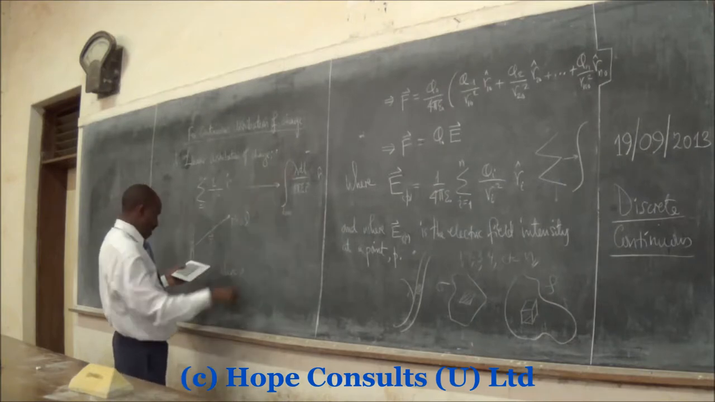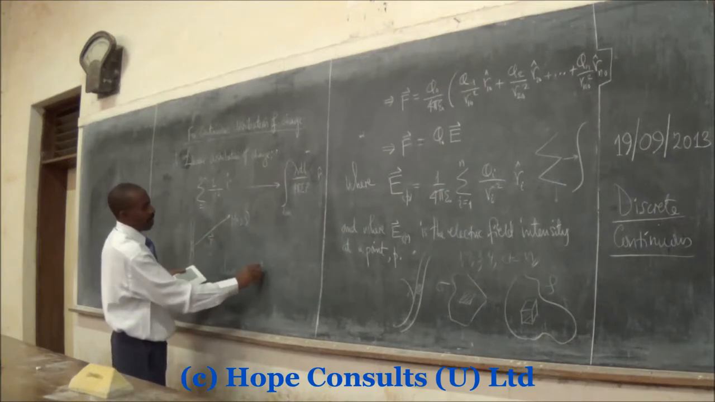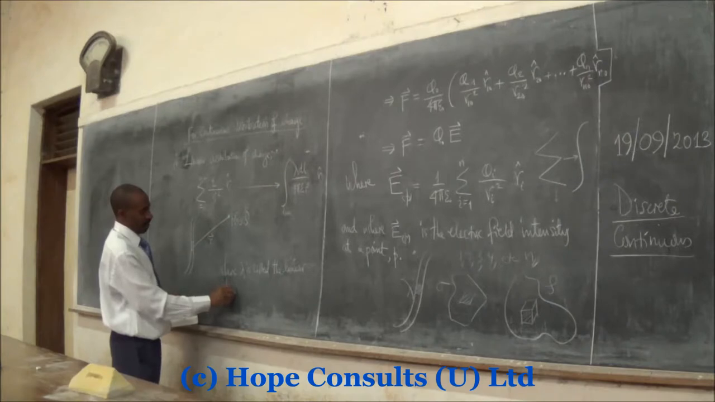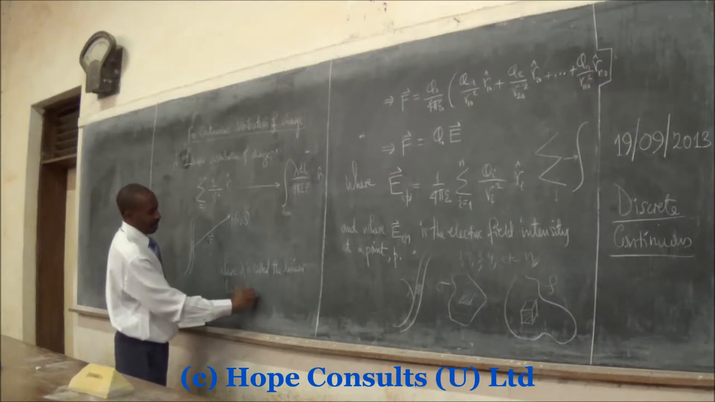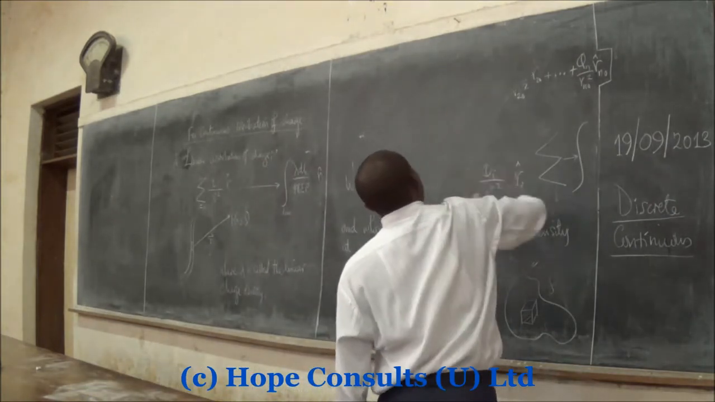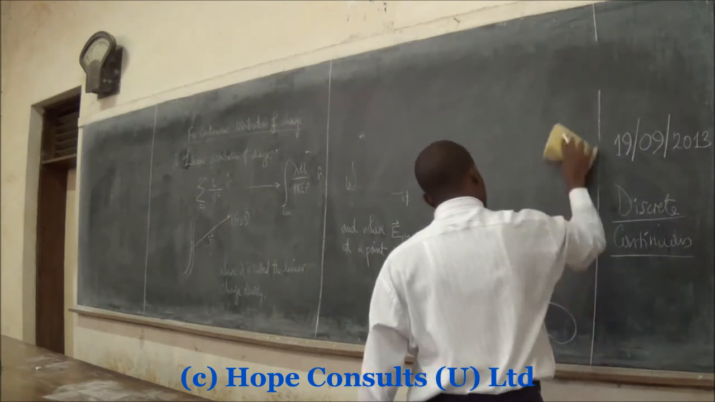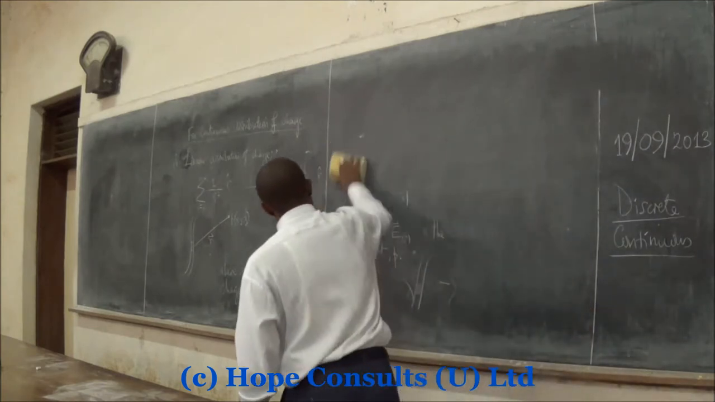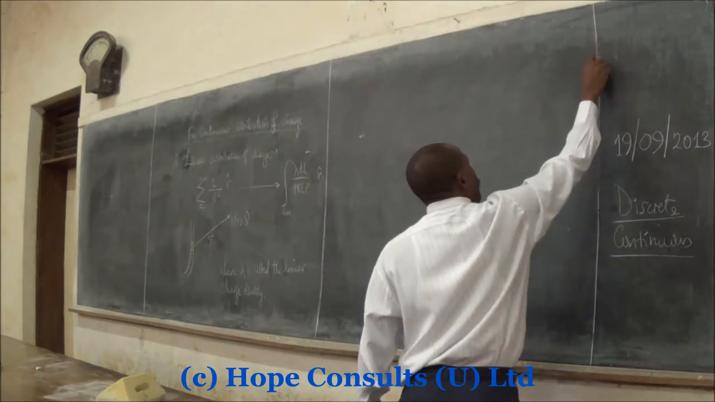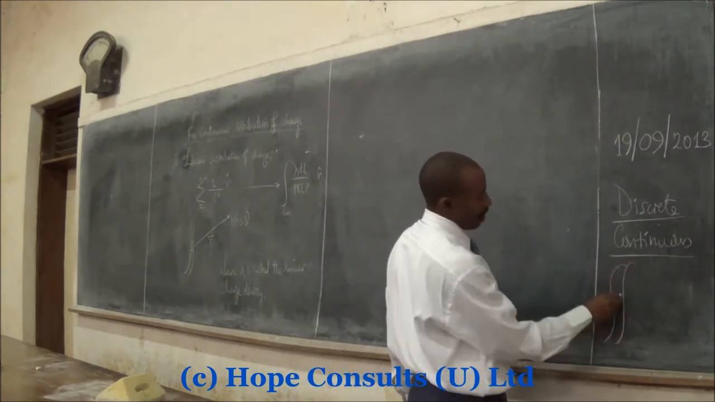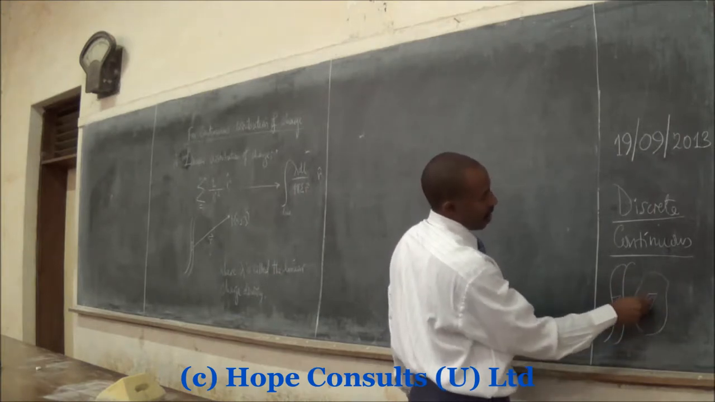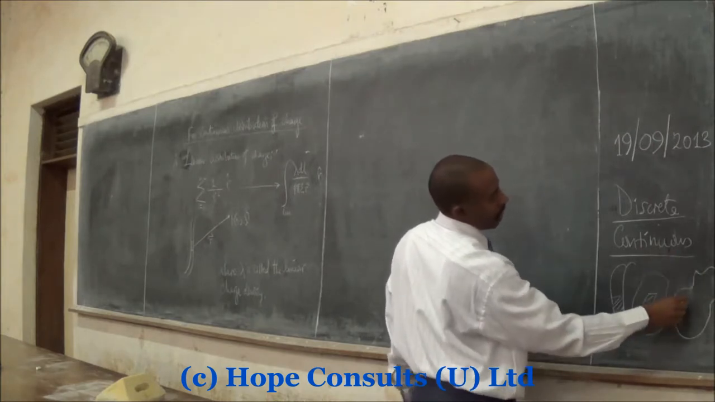This lambda here is called the linear charge density. So from the line, we are going to move on to the surface, and then finally to a volume.